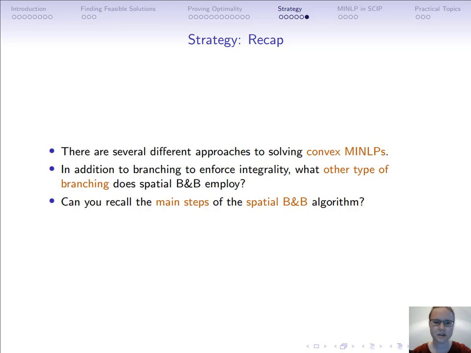To summarize this section of the lecture, we have had a very brief look at the different approaches for solving convex MINLPs. Then I have told you about another type of branching, which is used for solving non-convex MINLPs in addition to branching on integer variables. And finally, I have explained the main steps of the spatial branch and bound algorithm.